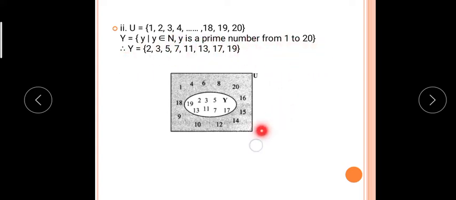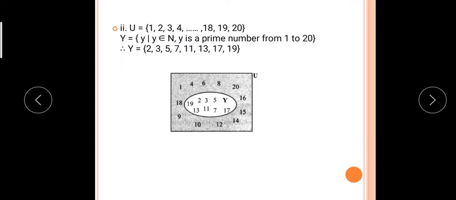So how many prime numbers are there between 1 and 20? 2, 3, 5, 7, 11, 13, 17, 19. So draw the universal set. Draw the set Y having these elements. Mention all the elements which are in set Y, and the remaining elements you have to mention in a rectangle. Understood, students? Don't repeat the elements anywhere.